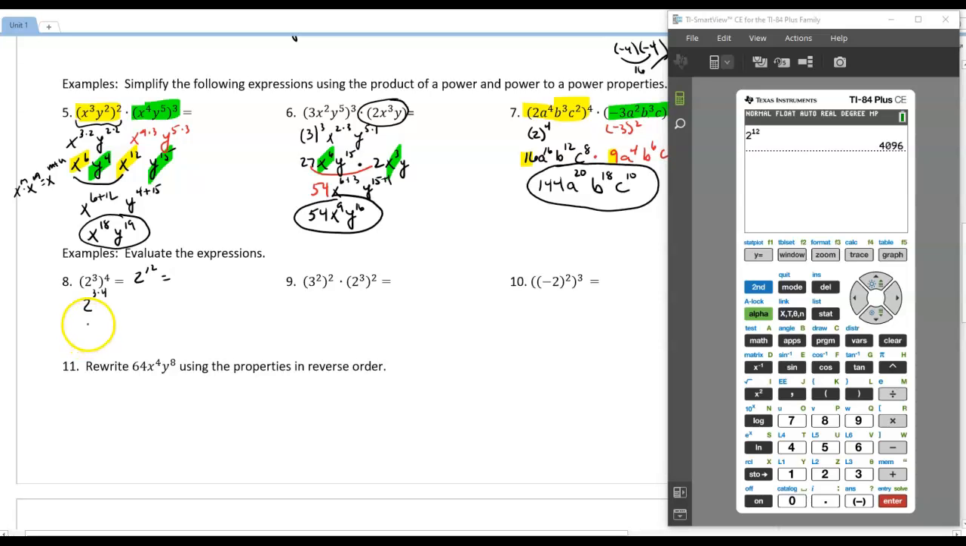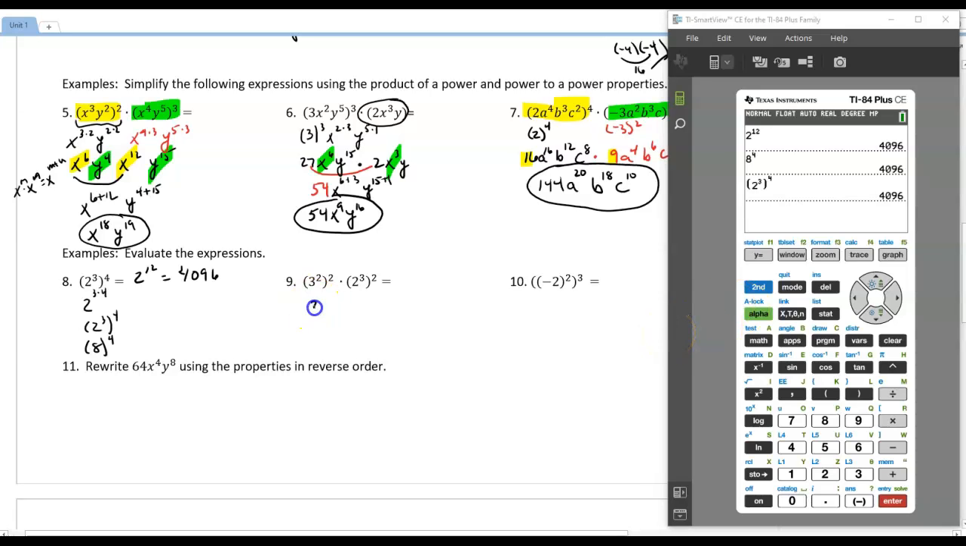Another way I could approach a similar problem, if I have 2 to the 3rd to the 4th, I know 2 to the 3rd is 8, and 8 to the 4th power, 8 raised to the 4th power, you would get the same answer, right? So 4,096 is what it simplifies to. I could also, in my calculator, open parentheses, 2 to the 3rd, close parentheses. I go an arrow to the right to get out of the exponent. Then raise that to the 4th, and I would get my answer. Now, for me, it's easier to simplify and then go to the calculator.